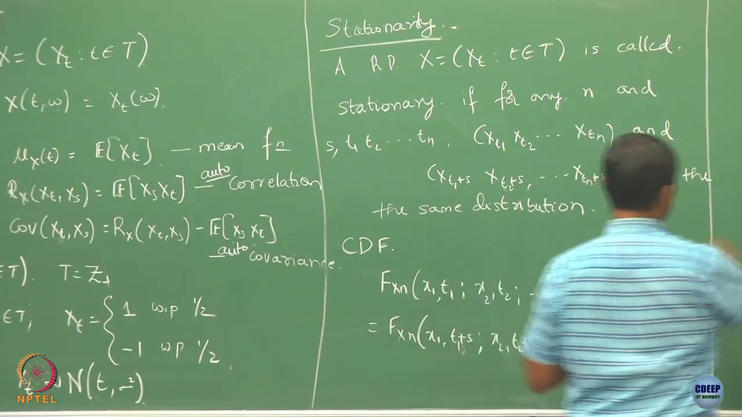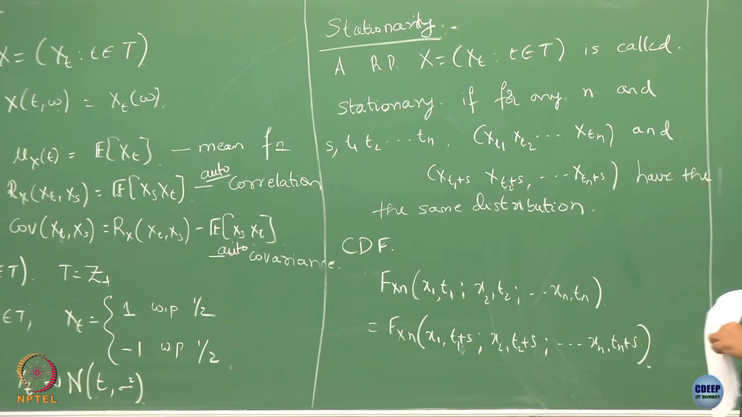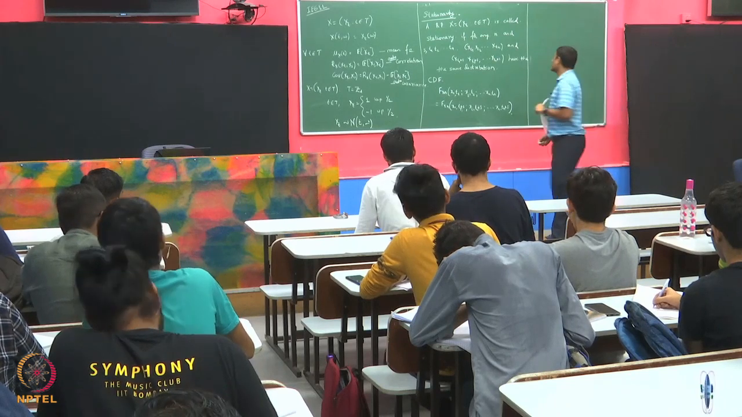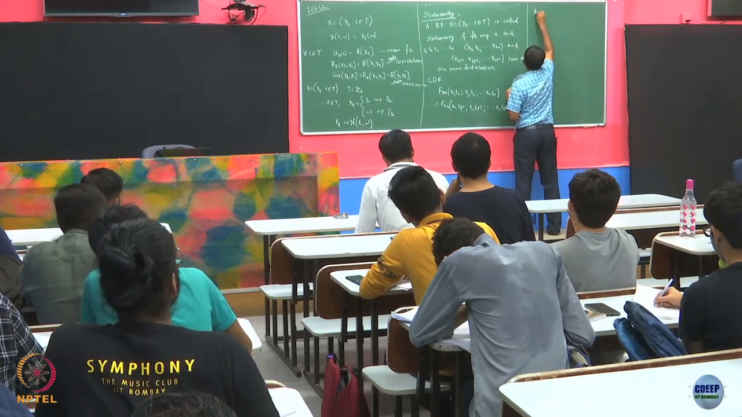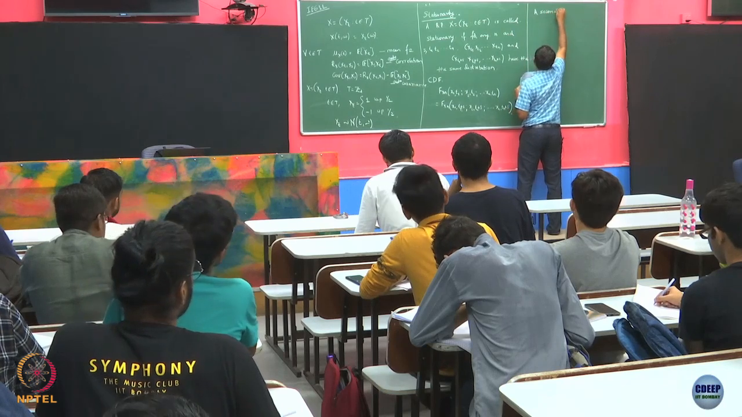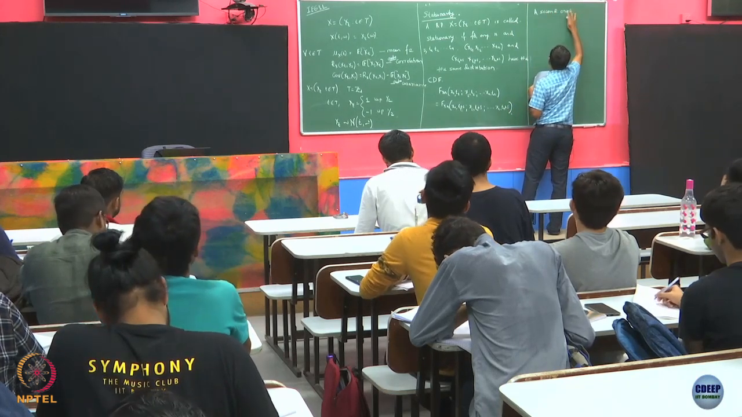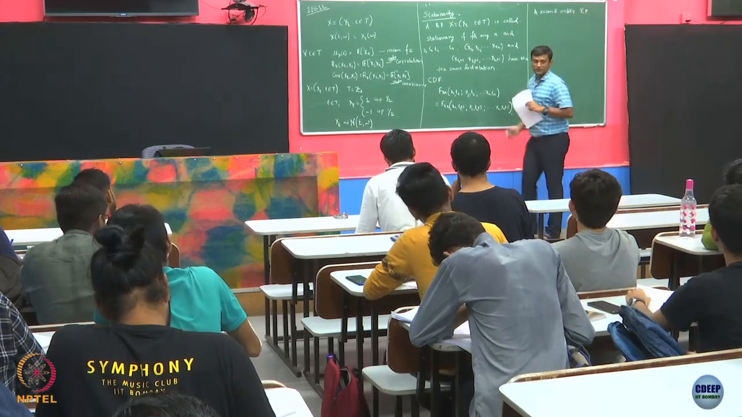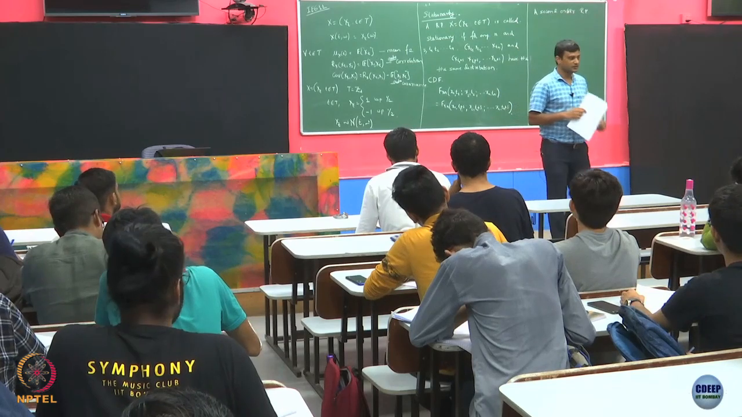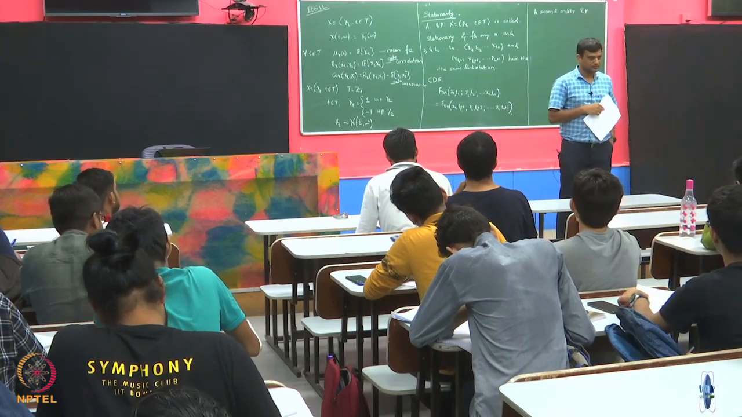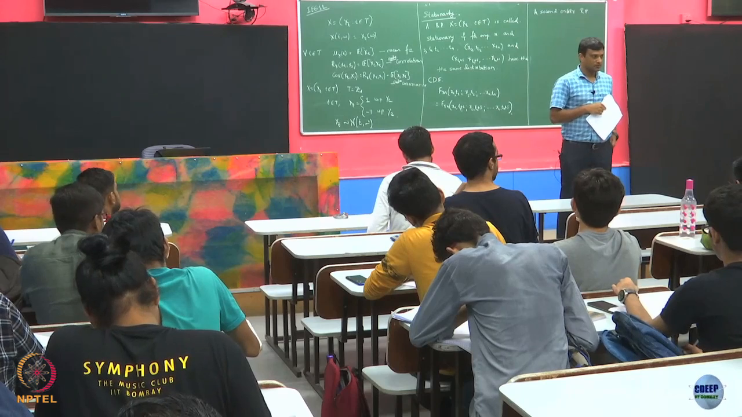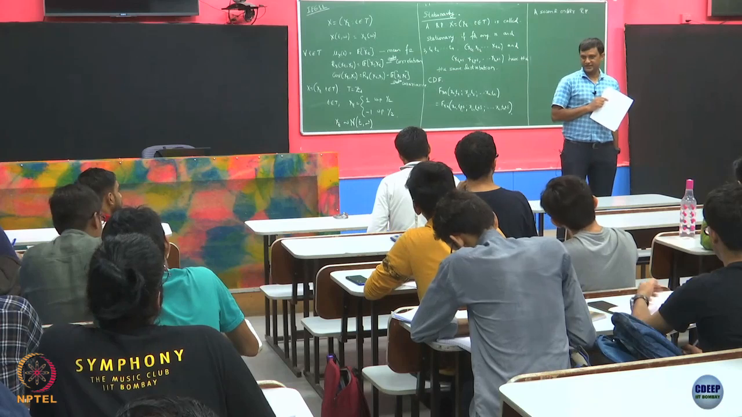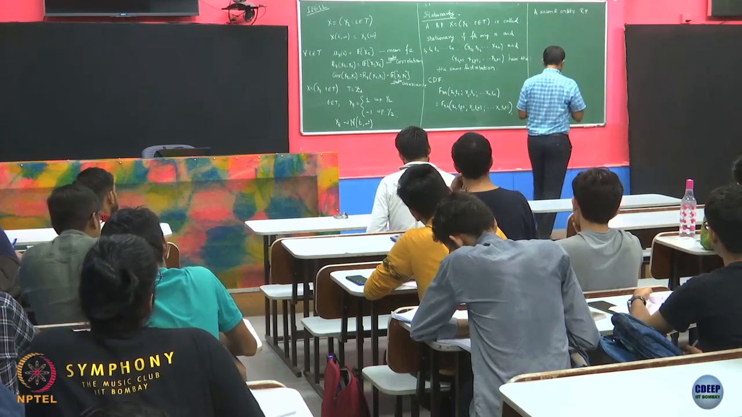Okay, let's now understand the meaning of this stationarity. What is the thing that this stationarity implies? Now let's take a second order random process. What do we mean by a second order random process? We say that its second moment is going to be finite for all possible indices.